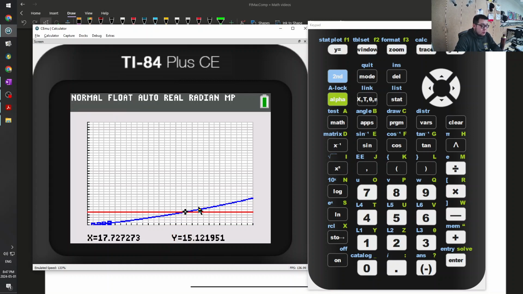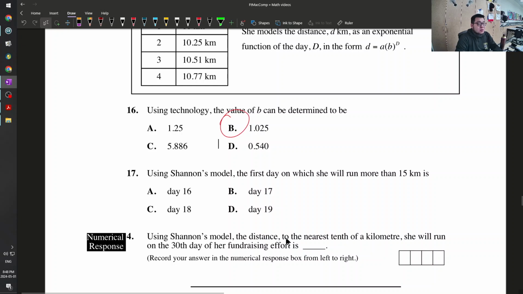Okay, so if you trace it... Is this trace? No, it is not trace. I said 18 days, right? I want to trace the blue one. So on the 18th day, Shannon will run... So if you see 17.37 is already 15, but we must look at the first whole day. So the 18th day, Shannon will run more than 15 kilometers. So 17 is going to be C.